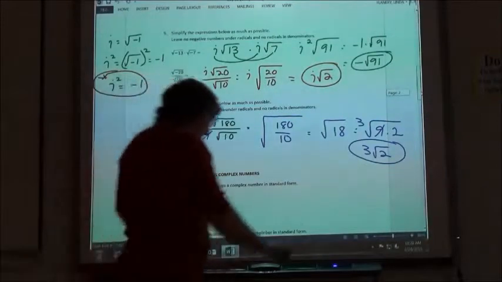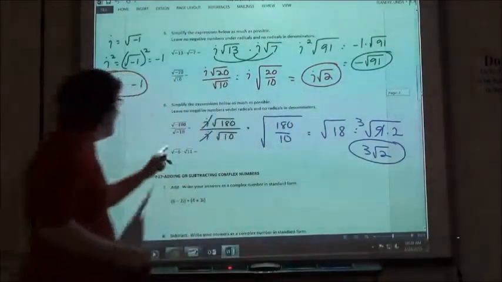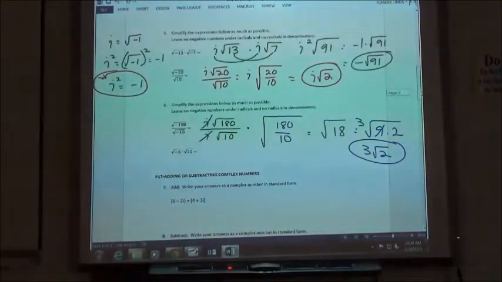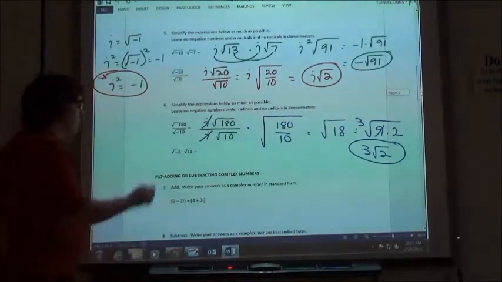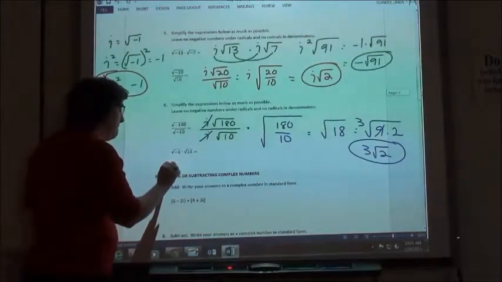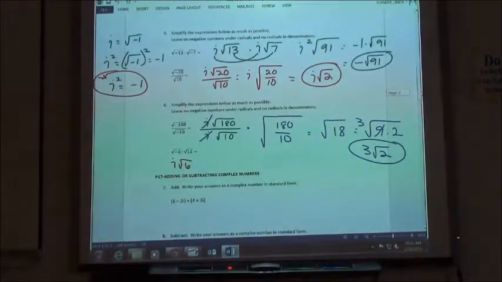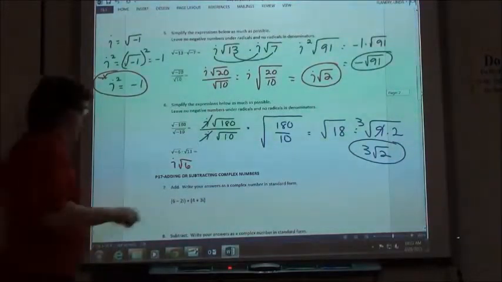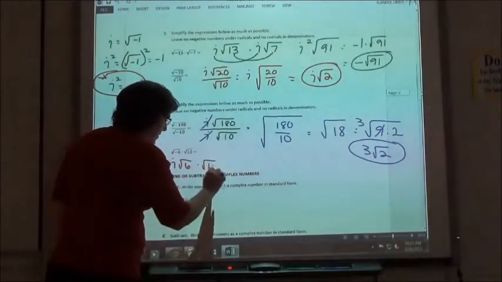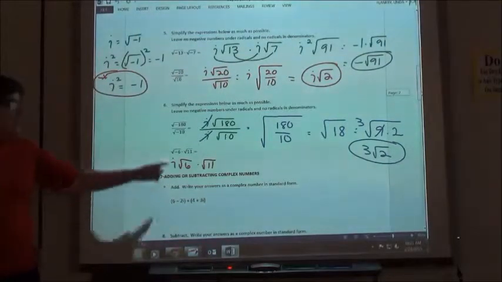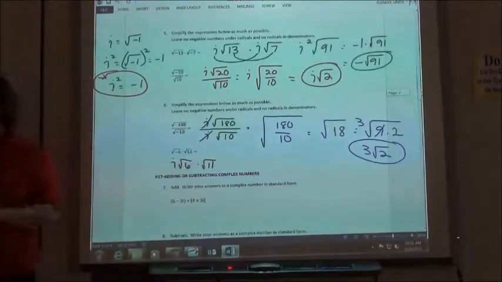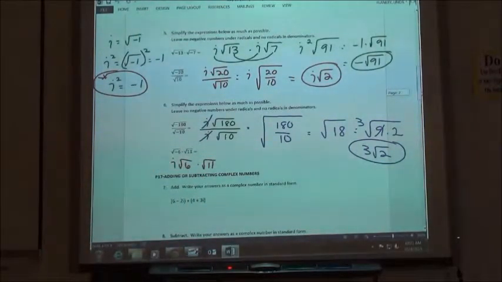All right, the next one on number 6. What do I do with my square root of negative 6? Your negative 6 can be positive 6, and I'm going to make it I square root of 6. Can't do anything to simplify the square root of 6 part of it. Same thing with that square root of 11. It doesn't have the negative, but I can't do anything to simplify it. So what I have is I square root of 6 times the square root of 11.